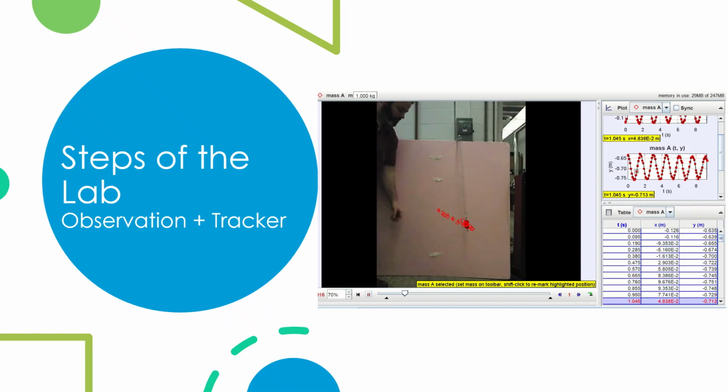The steps of the lab. We recorded the motion, calibrated pixels to meters with a meter stick, and tracked the mass frame by frame to get x(t) and y(t). We use x and y coordinates because the spring's direction rotates, so a single axis would miss parts of the motion. We exported positions versus times for plotting and for estimating velocity and period.